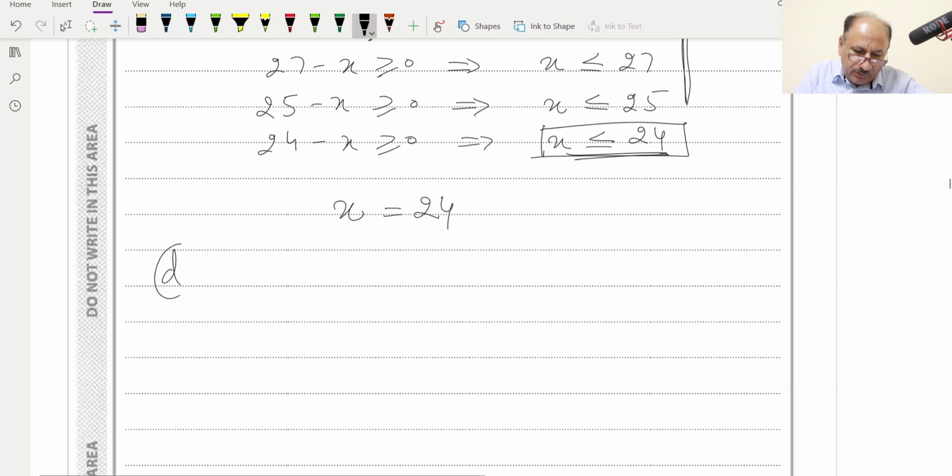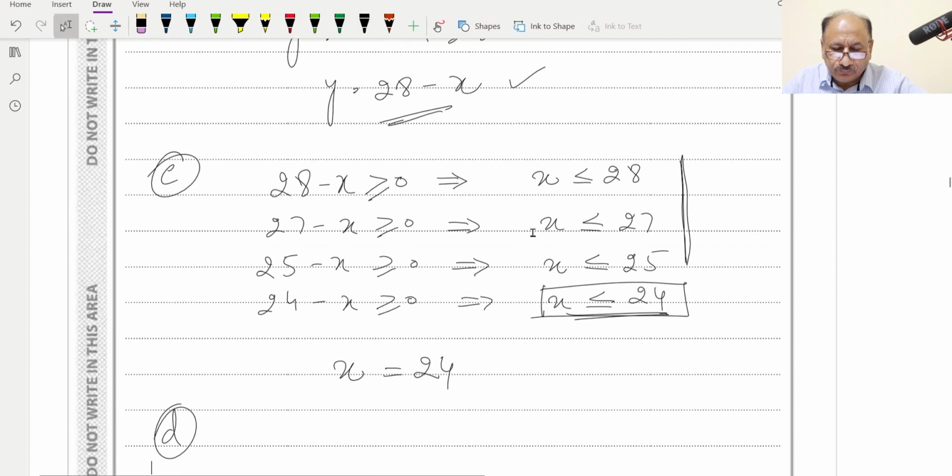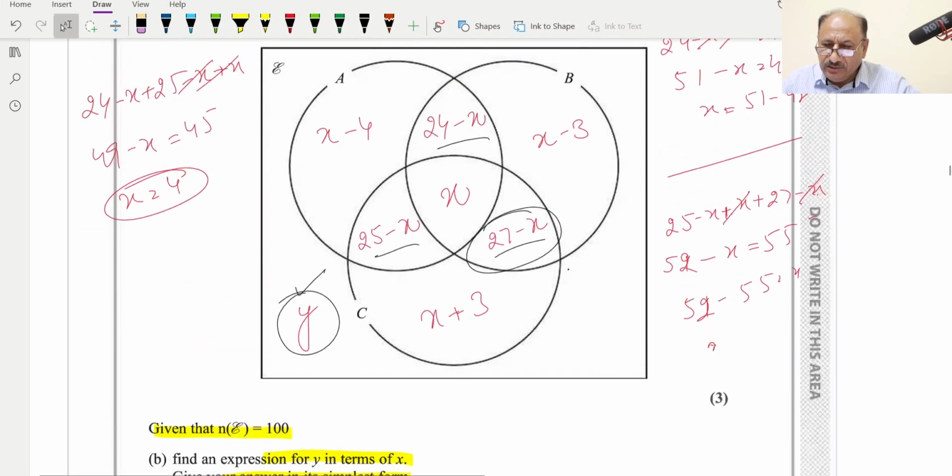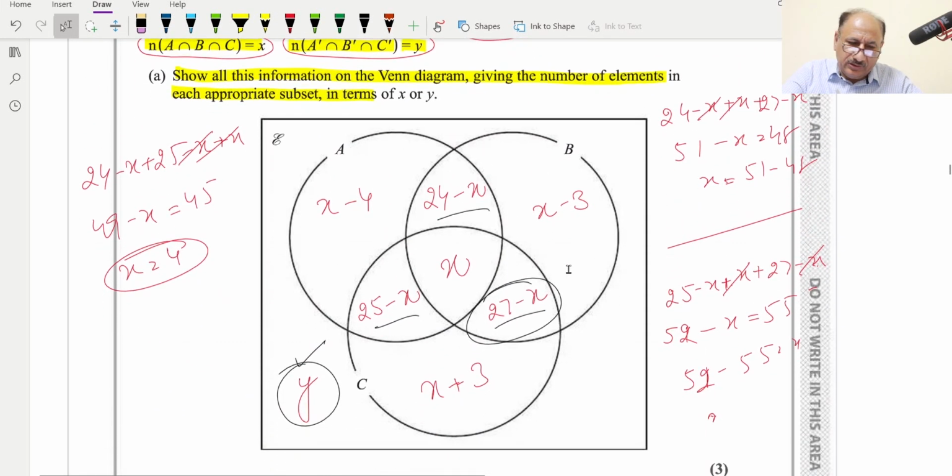And for D part also we can figure out what it is asking. D part is asking for the probability. An element is selected at random from 100 elements in the universal set. Find the probability that this element is in set B intersection C complement union B complement intersection C. So we will be identifying these two intersections. First, I will identify B intersection C complement.